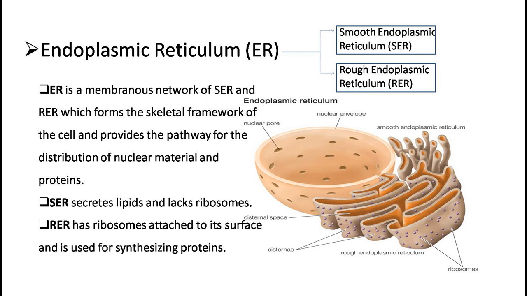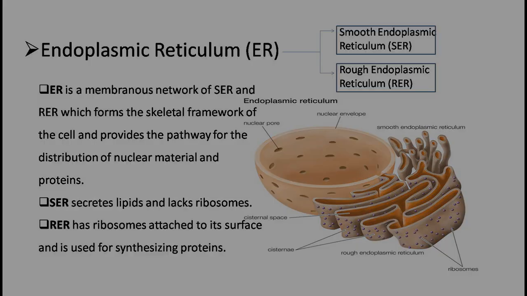As you can see, some granular components on the endoplasmic reticulum are known as ribosomes. Wherever they are present, it is known as the rough endoplasmic reticulum. And where the ribosomes are not present, it is known as the smooth endoplasmic reticulum. The function of SER is to secrete lipids, and the rough endoplasmic reticulum synthesizes proteins.